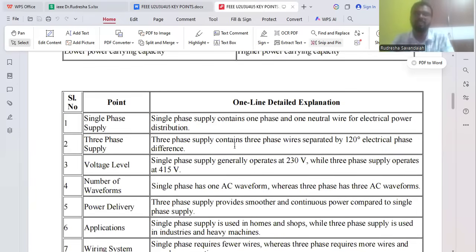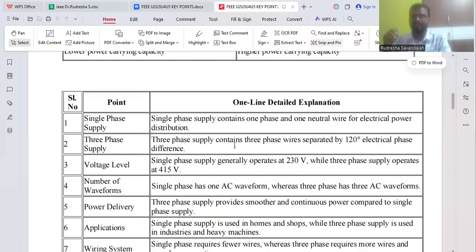Serial number one, single phase supply. One line detailed explanation: single phase supply contains one phase and one neutral wire for electrical power distribution. Three phase supply contains three phase wires separated by a 120-degree electrical phase difference.